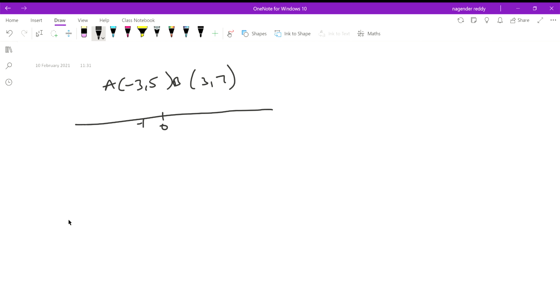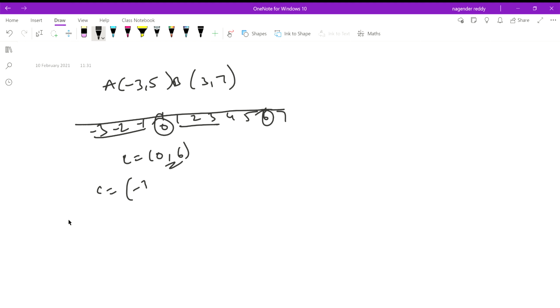0, -1, -2, -3. 1, 2, 3, 4, 5, 6 and 7. So here -3 and 3, the mid value is 0. And for 5 and 7, 6 is your answer. If you want, I'll prove it in the regular method. That is x1 plus x2 by 2, that is -3 plus 3 by 2, and 5 plus 7 by 2. That is 0 by 2 is 0, and 5 plus 7 is 12, so 6.